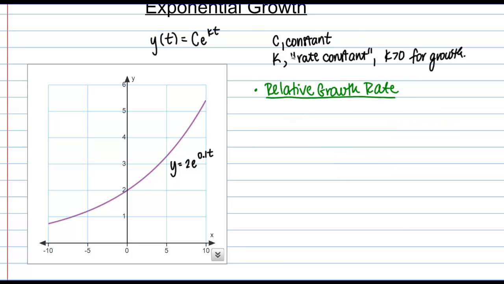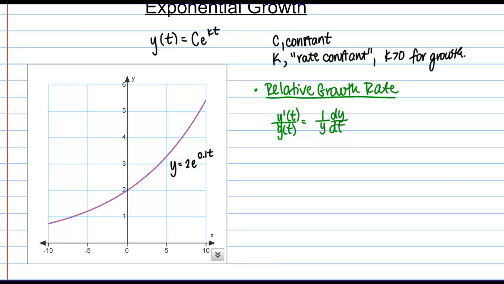Let's also talk about what's called the relative growth rate. So the relative growth rate is the growth rate divided by the current value of the quantity. So we could write that as y prime of t over y of t, or just in different notation, we could write 1 over y times dy dt. So this is just how the relative growth rate is defined.